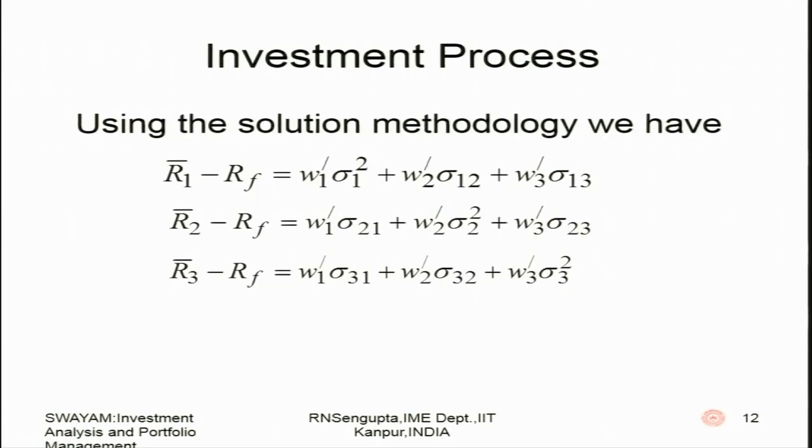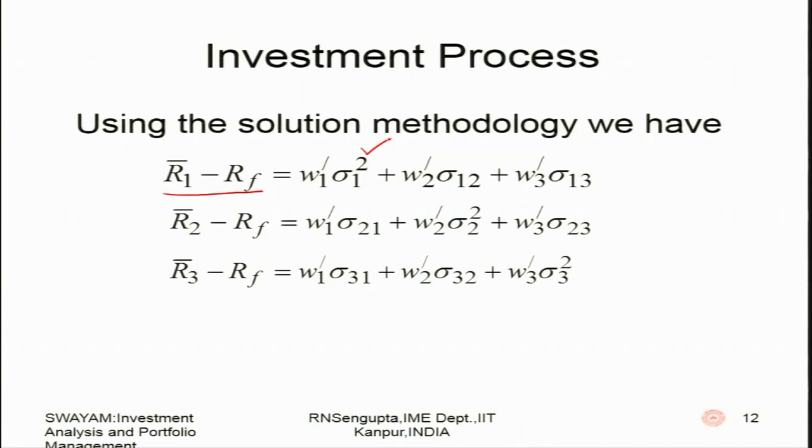If you consider the right hand side, the first one is R1 bar minus RF. And on the left hand side, you have basically W1. Because K is equal to 1, it is basically W1'. I may be omitting the dash, but the dash means the non-normalized weights. W1' into, so this is the first one, rho 11 sigma 1 sigma 1. Hence it becomes the variance of the first.